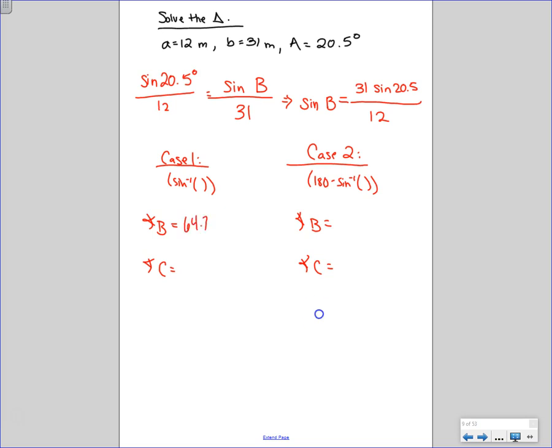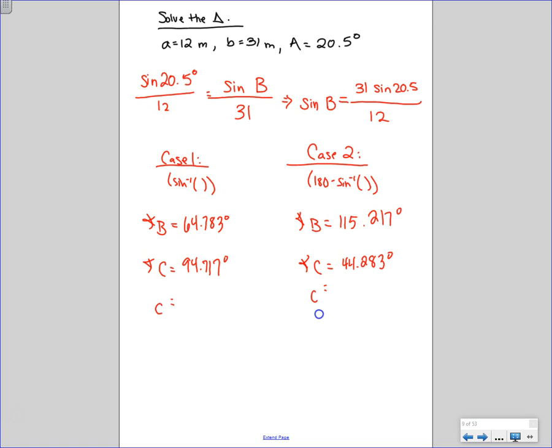Was the first one 64.78? Yes. So what was it, 3 or 4? I can't see all my decimals. 3? 115.217 was the other possible B, right? Yes. 94.717 corresponds, and 44.283 corresponds.